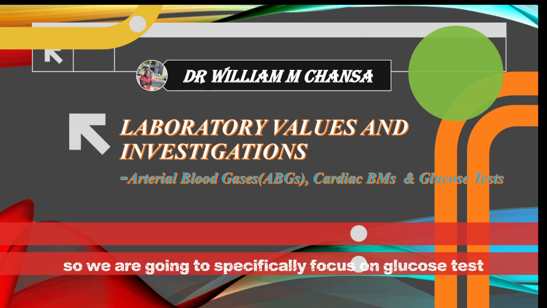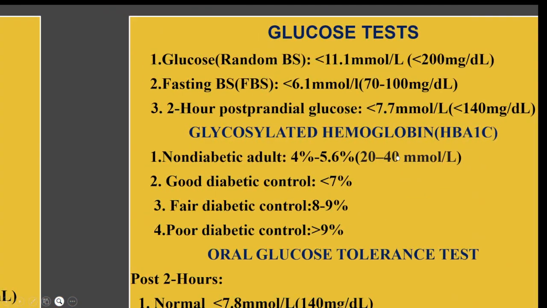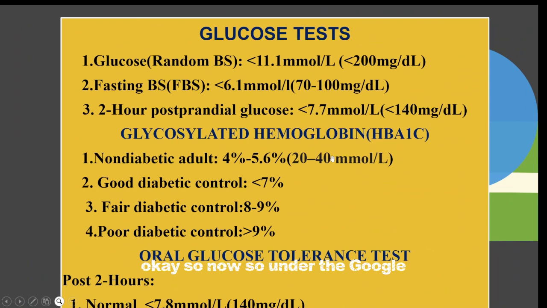So we are going to specifically focus on glucose tests in this particular video, and we'll do the other topics later. Under the glucose tests we have three important ones: the glucose tests, the glycosylated hemoglobin, also called HbA1c, and the oral glucose tolerance test, others call it OGTT.